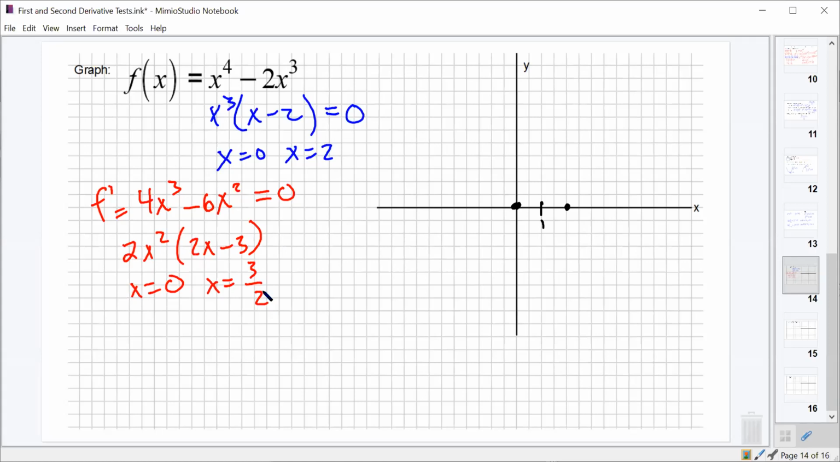Second derivative test or sign chart? Second derivative test or a sign chart. Let's do the sign chart just for fun. 0 and 3/2. What's something less than 0? -1 or -1,000? If I plug in -1,000, 2x squared is positive and this is negative, so it's negative and it should be decreasing. Everybody agree with that?